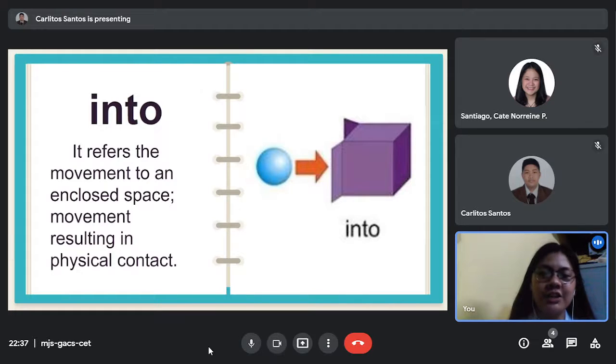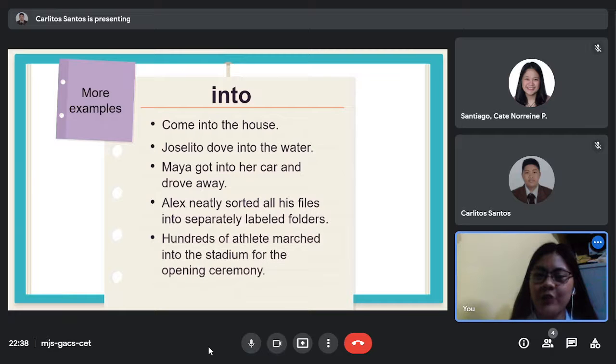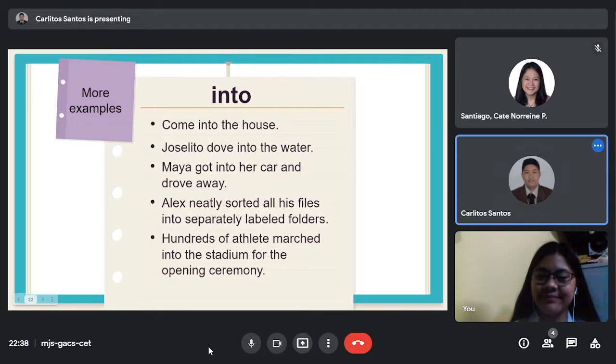We can see here that the ball moved into the box, which results in a physical contact when it enters the box. Let's also have different samples, different sentences of the word into. May I have Mr. Carlitos to read the different sentences, different examples? Yes, ma'am. More examples. Into.